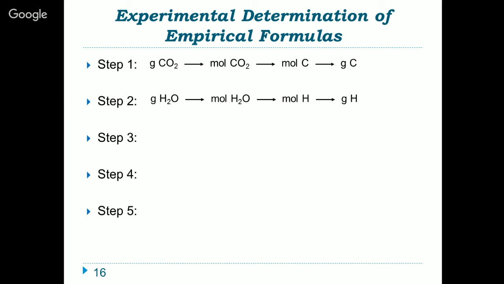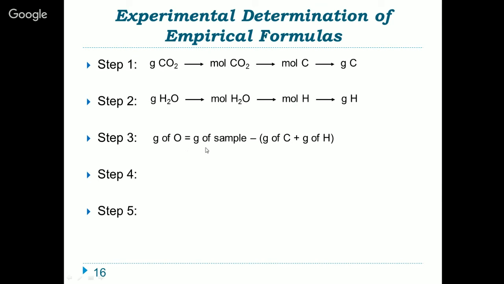And then I'm going to convert my moles into grams. So once again, this last step here is multiplying by molar mass. Here we were dividing by the molar mass of carbon dioxide and water. Now we are multiplying by the molar mass of carbon and hydrogen. So once I have calculated my grams of carbon and grams of hydrogen, I still have to figure out how many grams of oxygen I have.